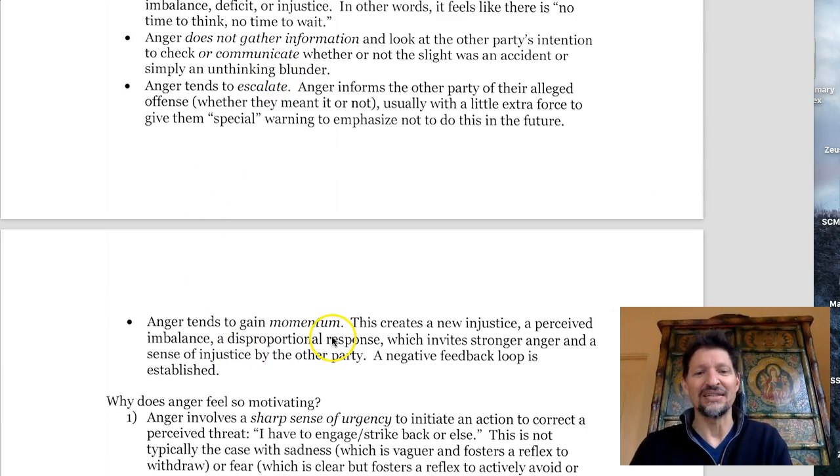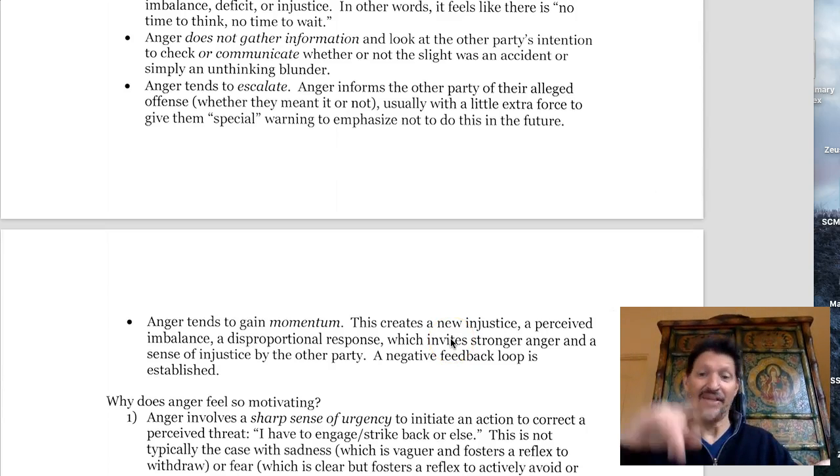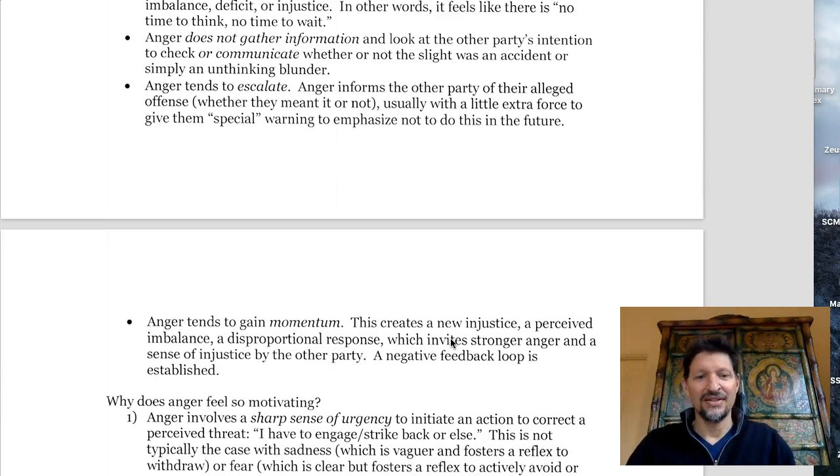And then it gains momentum. When you start to escalate, it creates a new injustice that the other party now perceives as an imbalance, and they're sending you a stronger message back. And before you know it, you're doing this, okay?